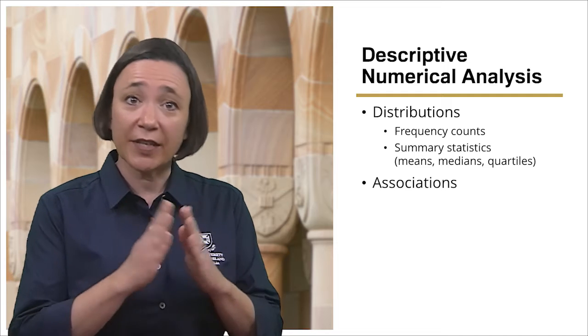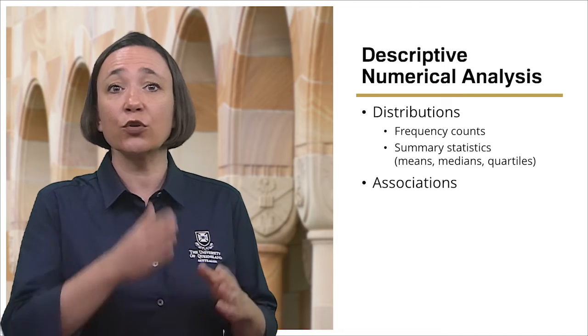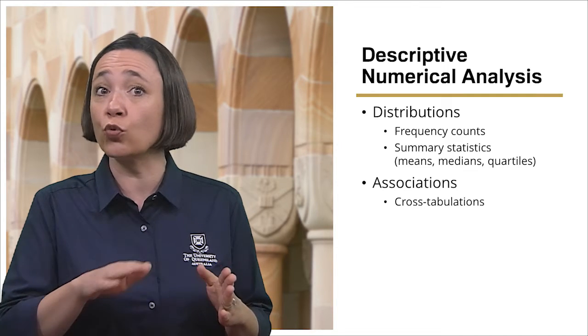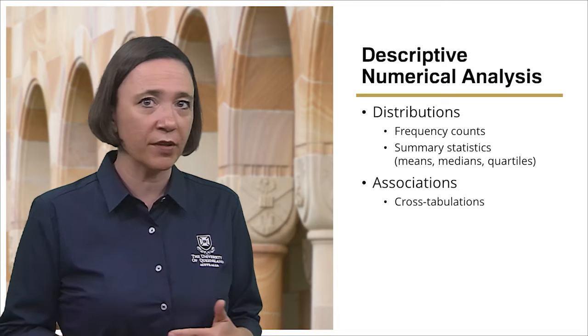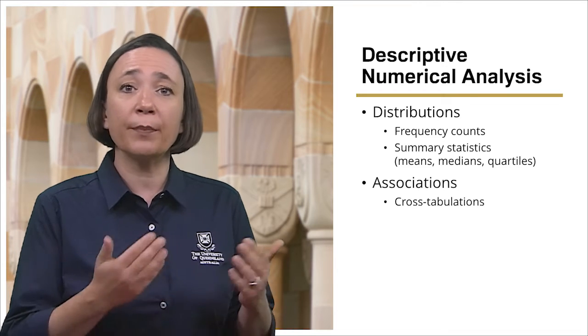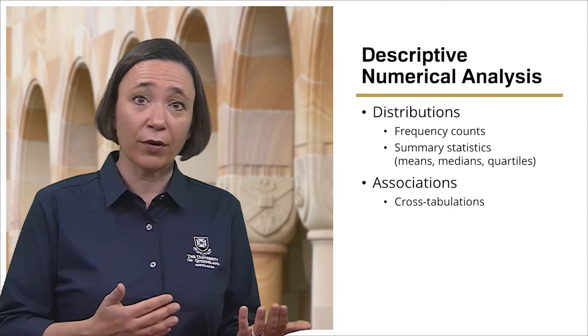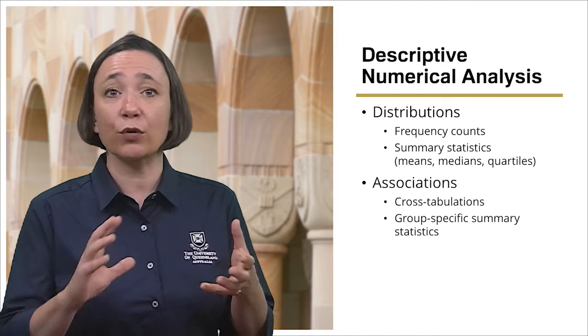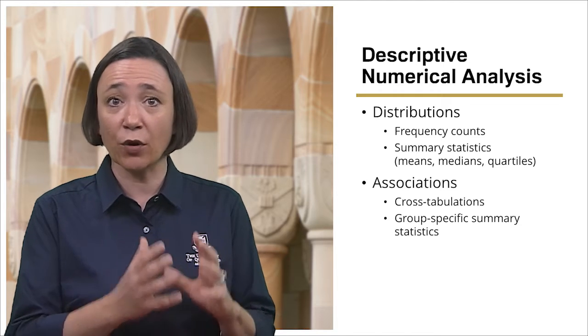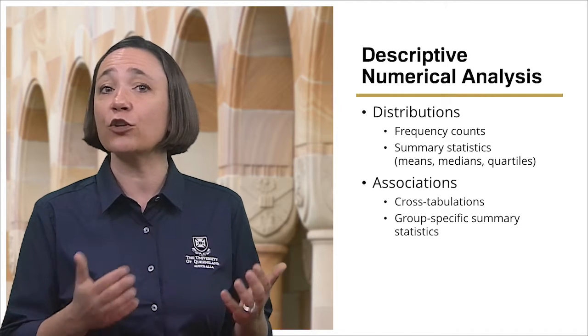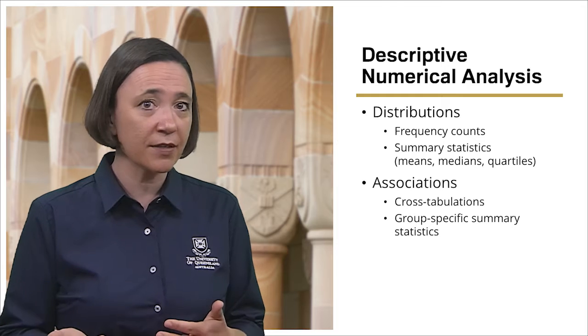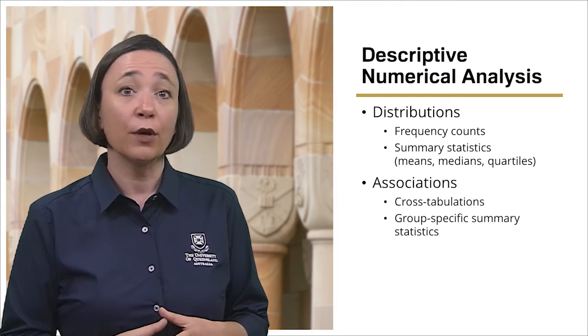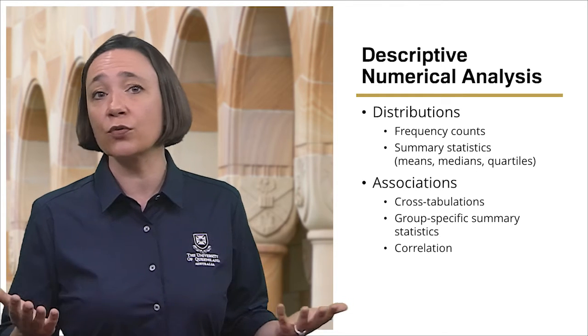To learn about associations between variables, we can use cross-tabulations for two nominal, binary, or ordinal variables. For a nominal, binary, or ordinal and a metric variable, we can group the data corresponding to the values of the categorical variable and calculate group-specific summary statistics for the metric variable. For two metric variables, we can use correlations.